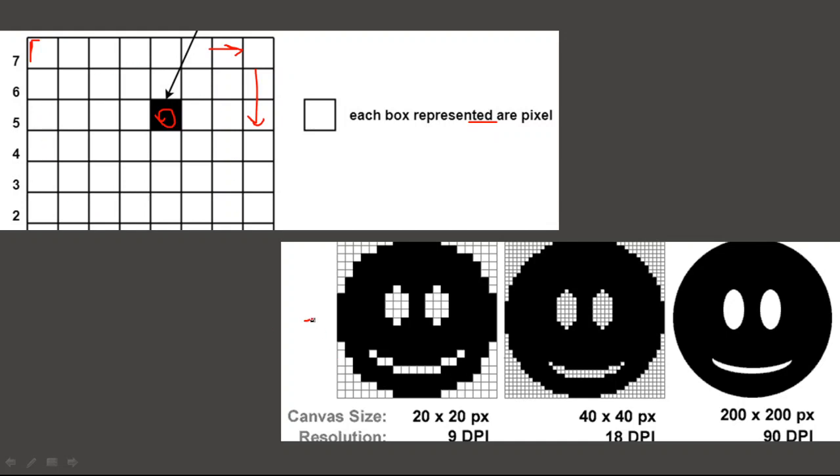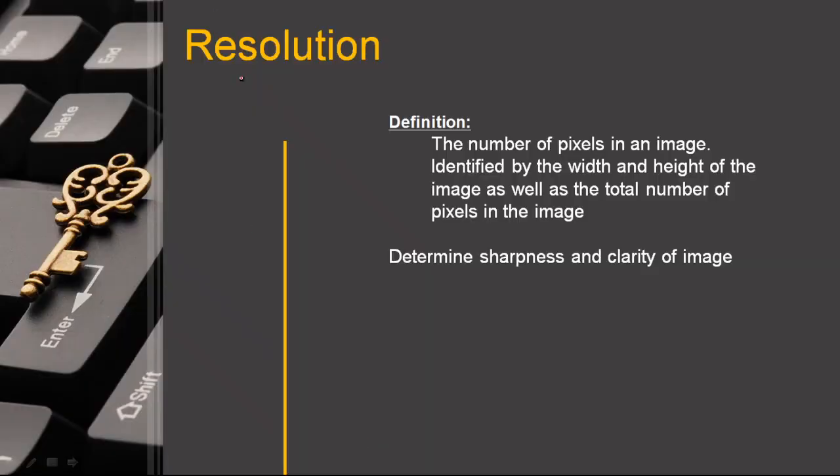Now, look at this image. This smiley is made up of pixels. Pixels are colored black on a white background and a smiley is formed. To understand this term, resolution, first let's discuss what resolution is. Definition: the number of pixels in an image. The number of pixels in an image is called the resolution of that image.